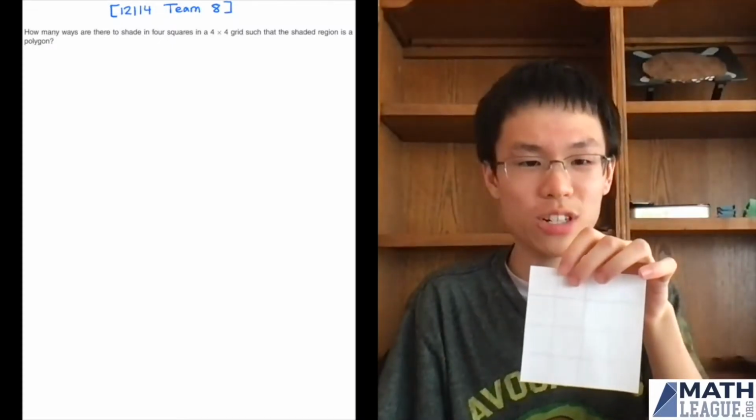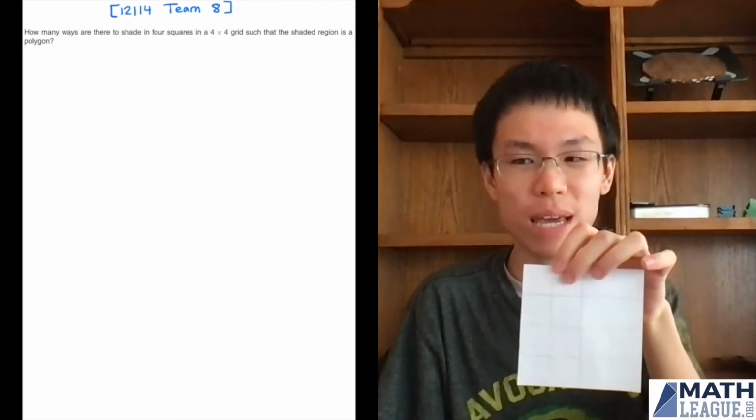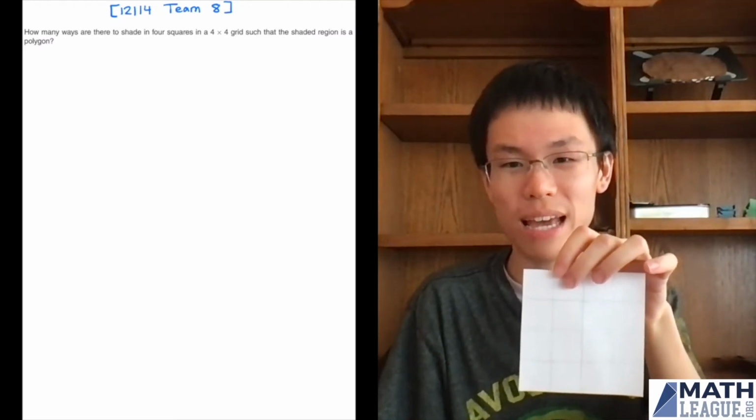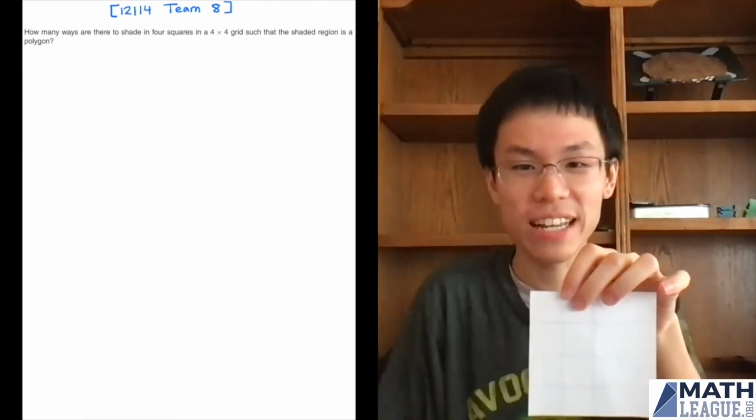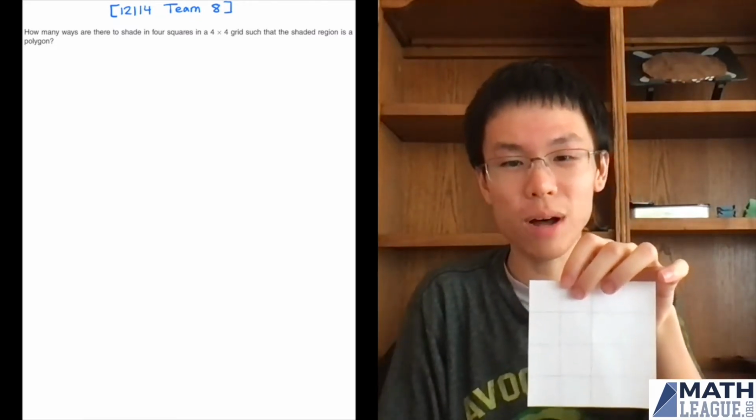Hello again, I'm Eugene, and today I have this sheet of paper and another mathleague.org problem that asks the number of ways to shade in 4 squares in this grid such that the shaded region is a polygon.